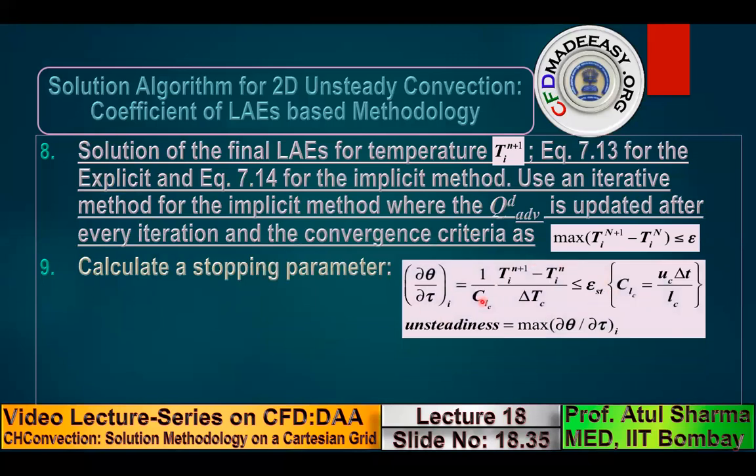Now this is the stopping parameter that I had presented earlier. So this is for unsteadiness. Note that in an implicit method, you have a loop here where the convergence is checked. And as I mentioned, this deferred correction approach is needed because in this iterative loop for the implicit method, if you use any scheme other than the first order upwind scheme, it does not converge. So it does not come out of this loop.